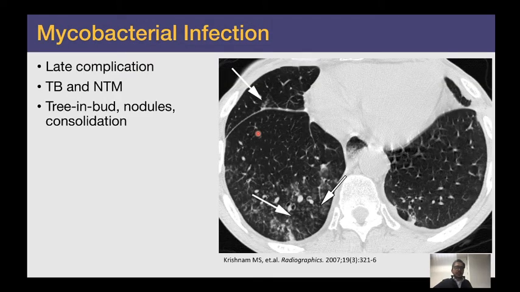Okay, and then finally, mycobacterial infection. Mycobacterial infection can be non-tuberculous or tuberculous. And what you'll see is the same thing that you see in other TB or non-TB infections, which are tree-in-bud opacity, bronchiectasis, and bronchial wall thickening. Okay, and if it's TB and not non-tuberculous mycobacteria, then you will see classic signs, including cavitary lung disease and tree-in-bud opacity. Okay, but this is a late complication.